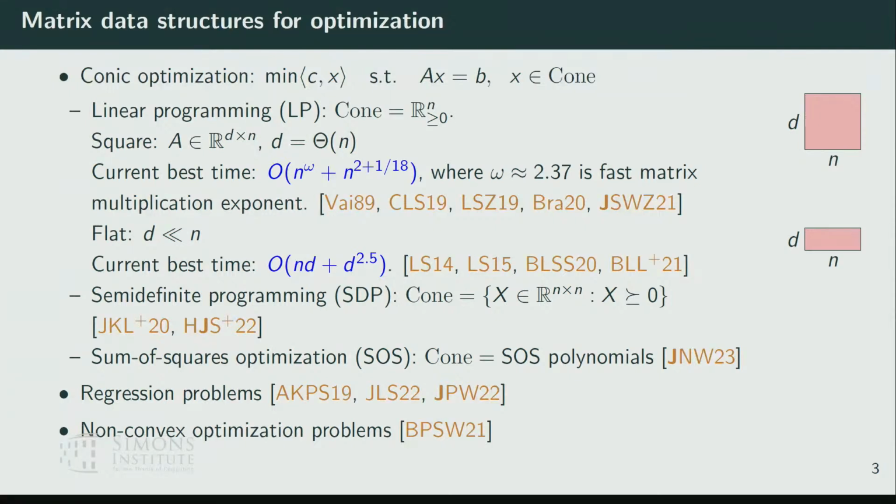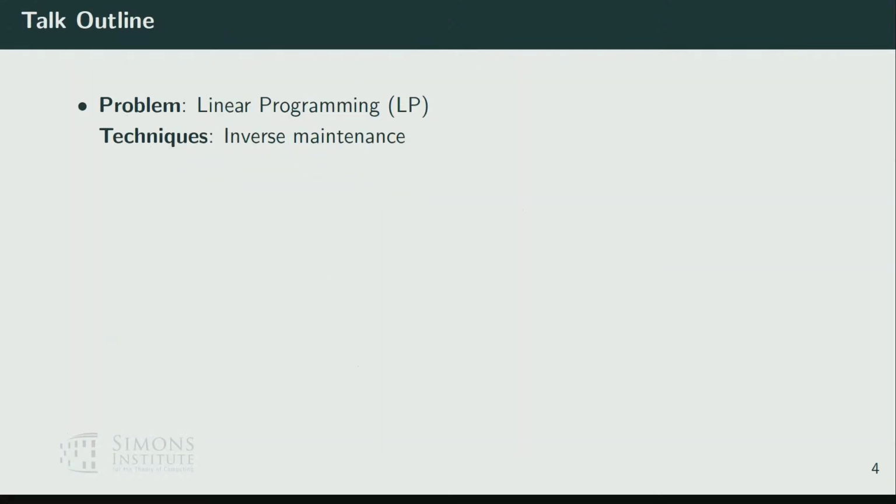Okay, so let me continue. Thank you for the question. I won't be able to cover all these problems today clearly. So today I will focus on two upper bounds. The first problem is linear programming, because it's so well known and it's a very typical example of how to apply data structures. And the data structure for linear programming is inverse maintenance. And hopefully after today's talk, you will at least get to see how to get n to the omega time for the current matrix multiplication exponent.